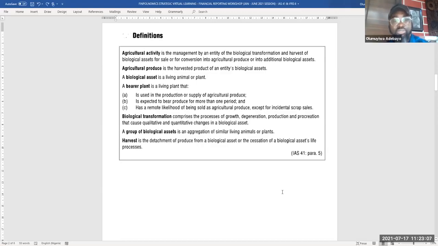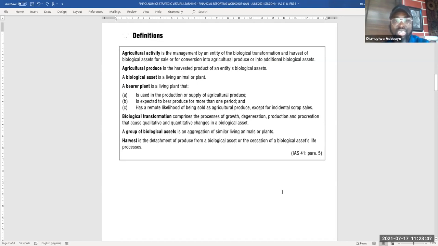Another thing we need to know, which is the third condition, is that it has a remote likelihood of being sold as agricultural produce, except for incidental scrap sales. What it means is this: such a tree that bears fruits will not be sold, or there is no intention to sell it at any point in time. Rather, the intention is for that tree to bear fruit over its useful life, so that it's only when it has gotten to the last stage of its useful life, where it can no longer bear fruit in commercial quantity without wasting its land, space, and other incidental costs, that it will be felled and sold or used in other terms.